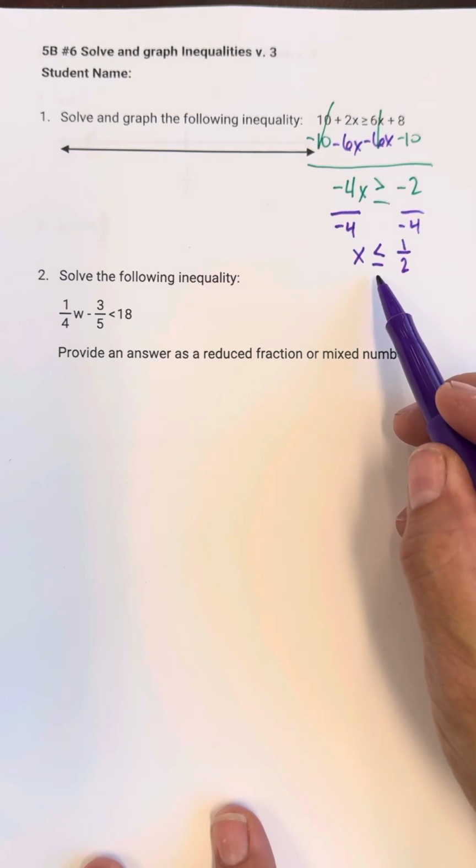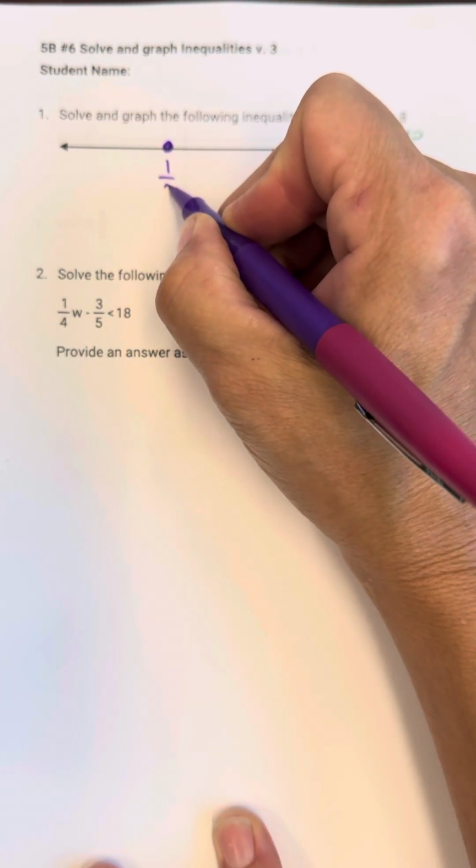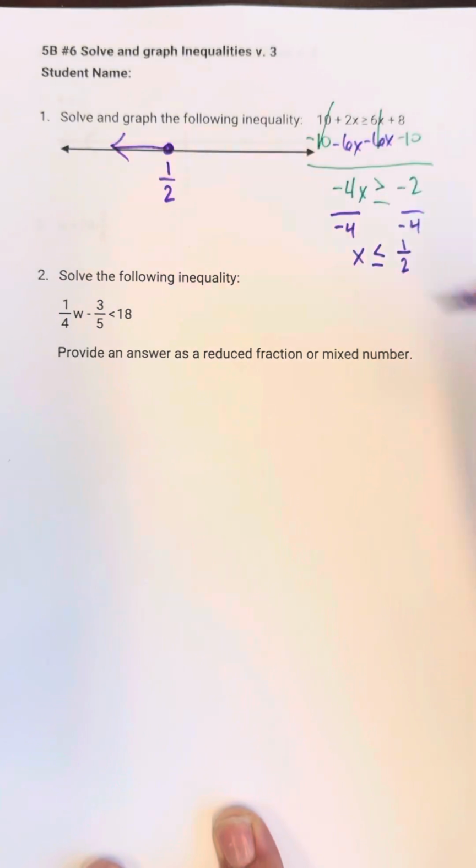So because it's equal, it is going to be a closed circle. And so remember, it auto-populates the number 1/2, and it is less than or equal to, so it's going to be shaded to the left.